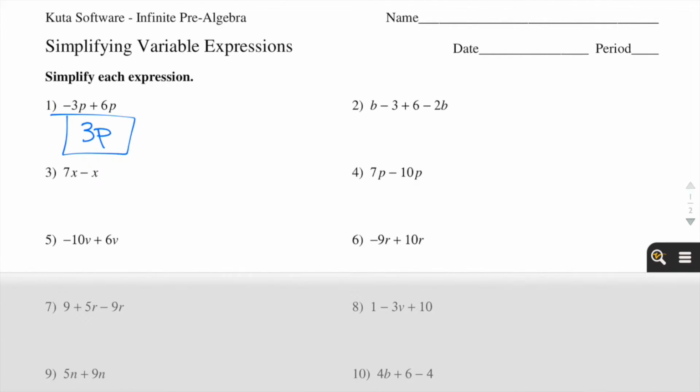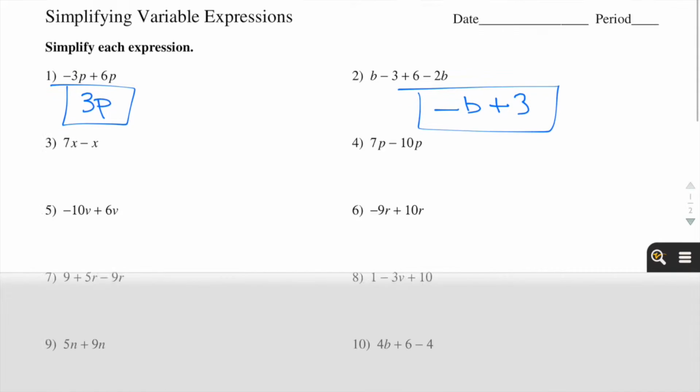Okay, number 2. So now we have a b, a number, and another negative 2b. So we're, again, combining like terms. So we take a look at this b and this negative 2b and add those together. So think of this b as having a 1. So we have 1b minus 2b. We end up getting a negative b. And then we could take a look at the numbers. Negative 3 plus 6, we get a positive 3. So we end up with negative b plus 3 for number 2.